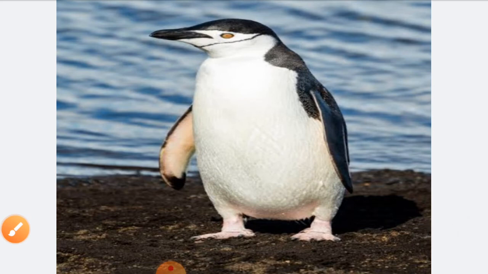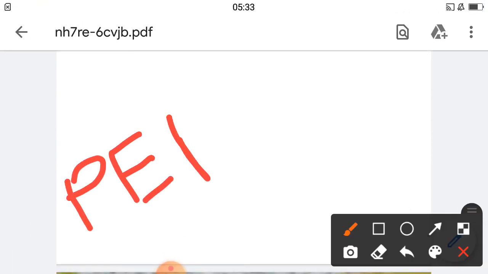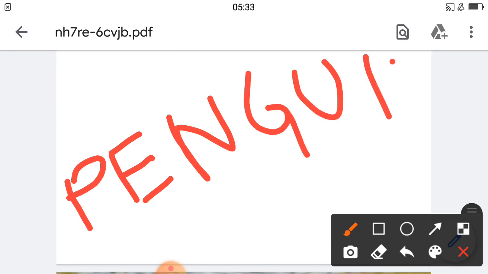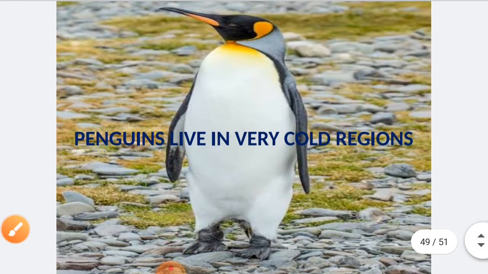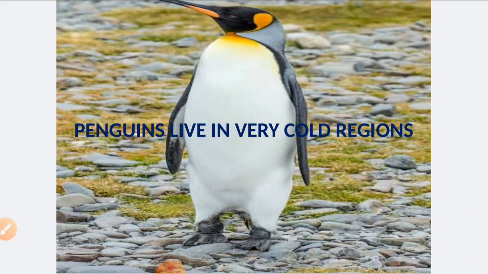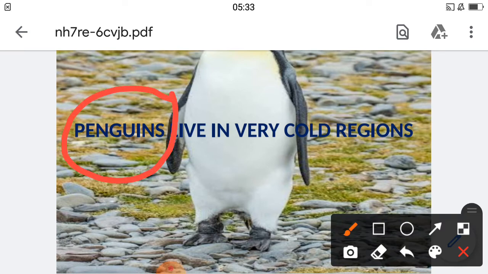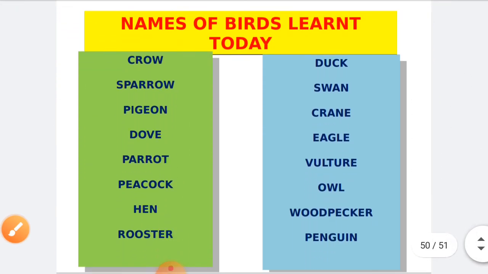And this is the last one for you. A penguin. P-E-N-G-U-I-N, penguin. Do remember that penguins live in very cold regions, very, very cold places. Not hot, but cold. So the word is penguin, P-E-N-G-U-I-N.